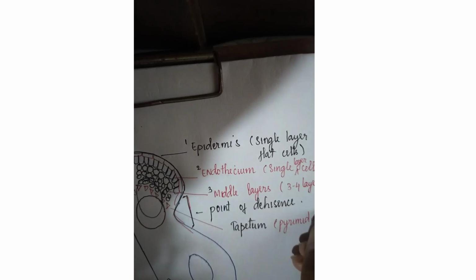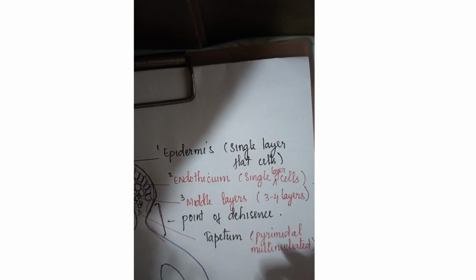The tapetum has a pyramidal shape, and it is multinucleated. It is a multinucleated cell. Why is it multinucleated? Because of endomitosis.